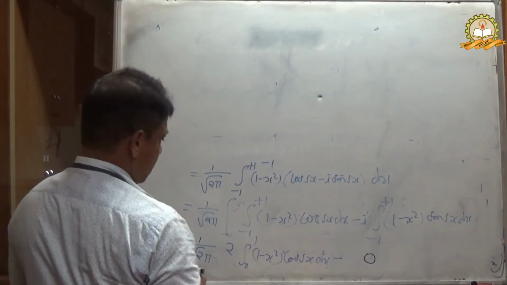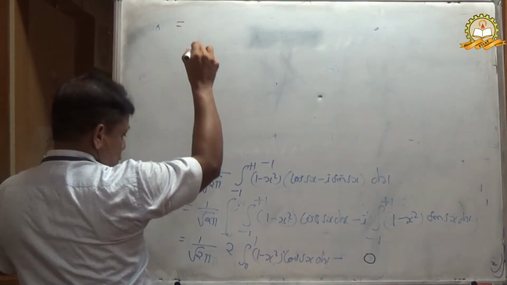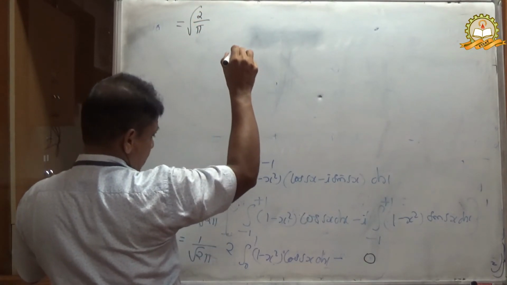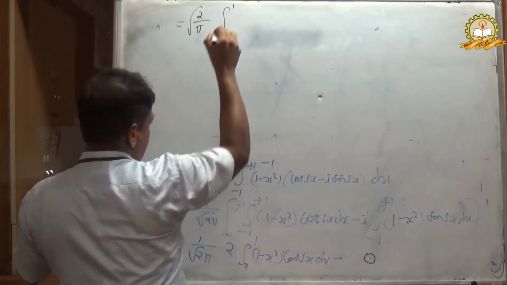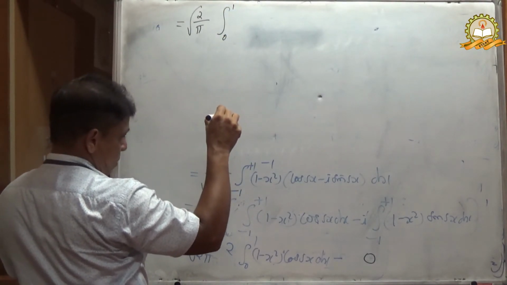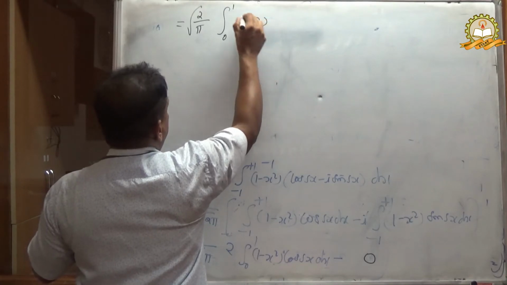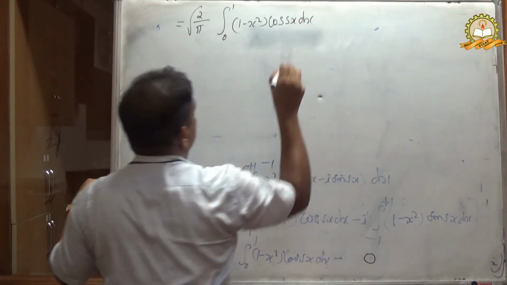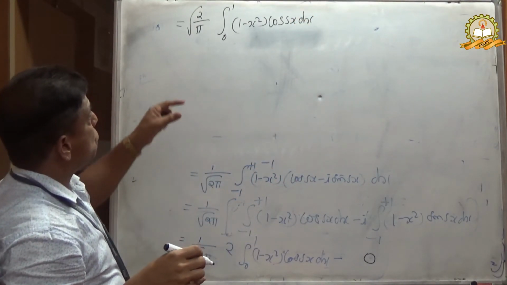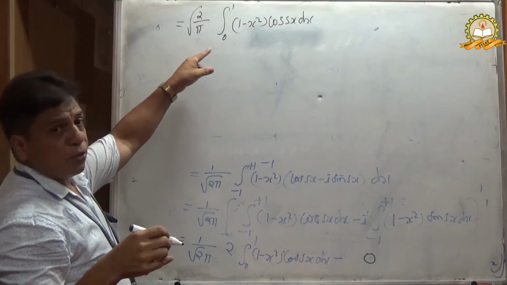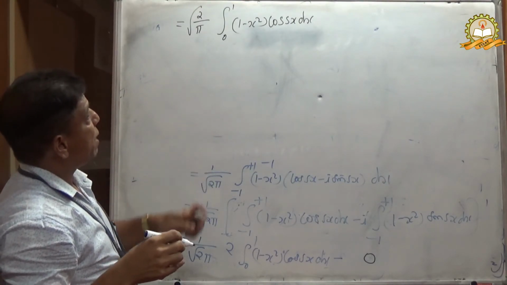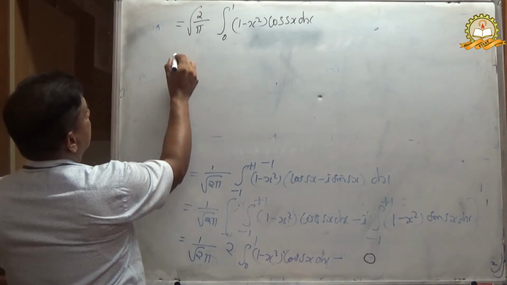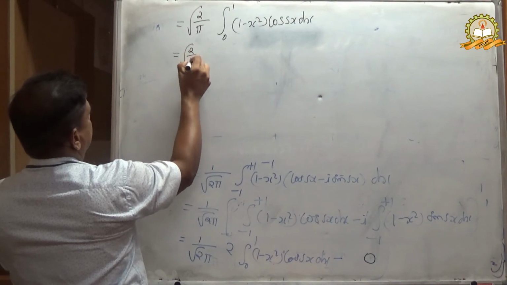Therefore, we get root of 2 by pi, the integral from 0 to 1 of 1 minus x square into cos sx dx. Then our problem reduces to: the lower limit will be 0 and the upper limit will be 1, of 1 minus x square into cos sx dx. Then integrate this one, root of 2 by pi.